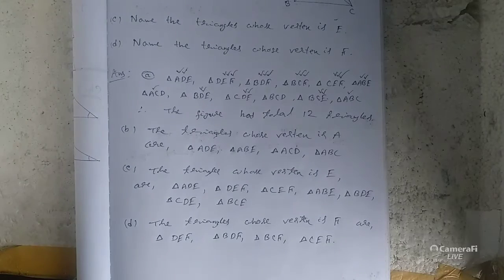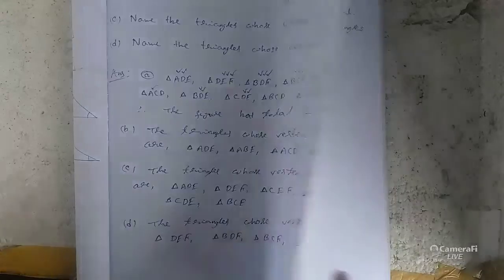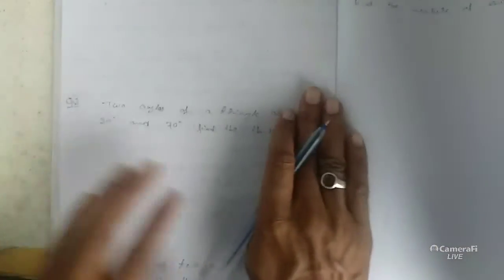So we get these triangles with vertex at F. 4 triangles are there. Okay. Coming to next question. Question number 2.